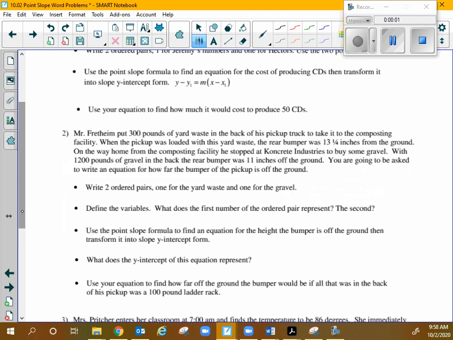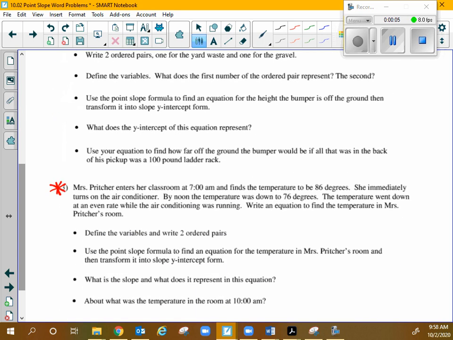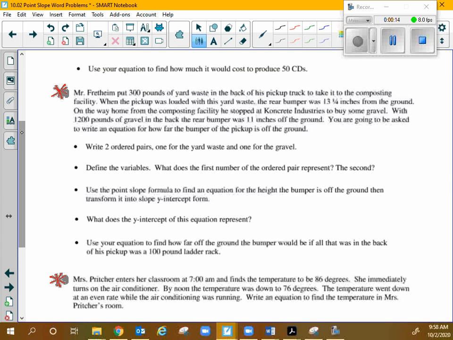Numbers 2 and 3 together, because they're the more difficult ones on the page, okay? So we'll do those together. Looking at number 2, Mr. Franklin puts 300 pounds of yard waste in the back of his pickup truck to take it out to the composting facility. When the pickup was loaded with the yard waste, the rear bumper was 13¼ inches from the ground.